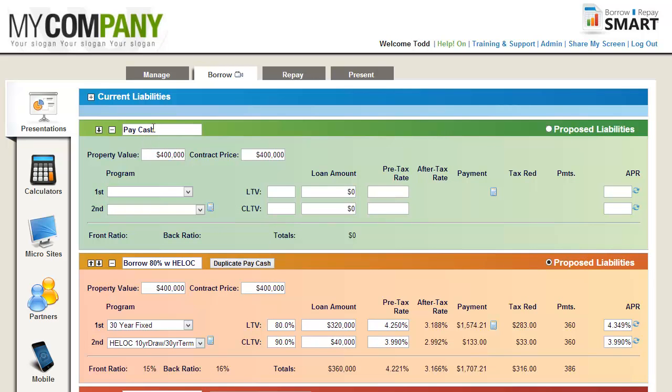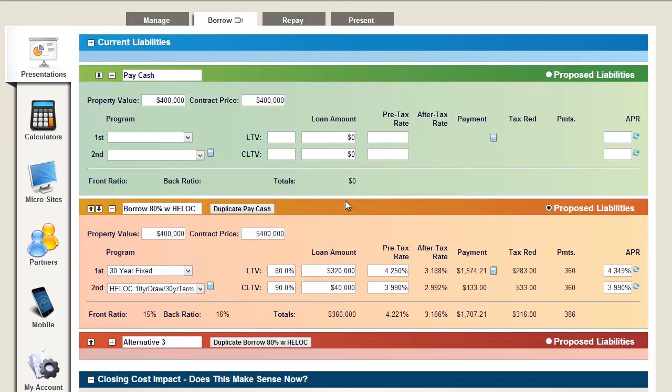I could pay cash. It's a $400,000 property and a $400,000 contract price, and by paying cash, I have no borrowing, so my loan amount is zero. This is a purchase, so it's going to calculate, okay, if you buy a house for $400,000 and have no loan amount, you're going to need to bring $400,000 to the closing table.